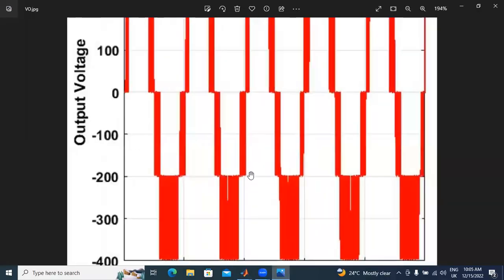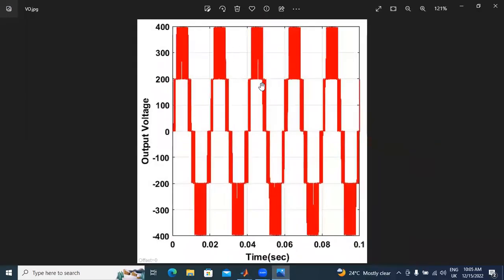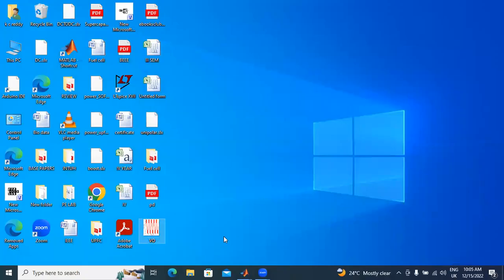Okay, this is the final output waveform. 5-level cascaded HBT multi-level inverter waveform with phase POD technique. Okay, phase opposite disposition PWM technique.